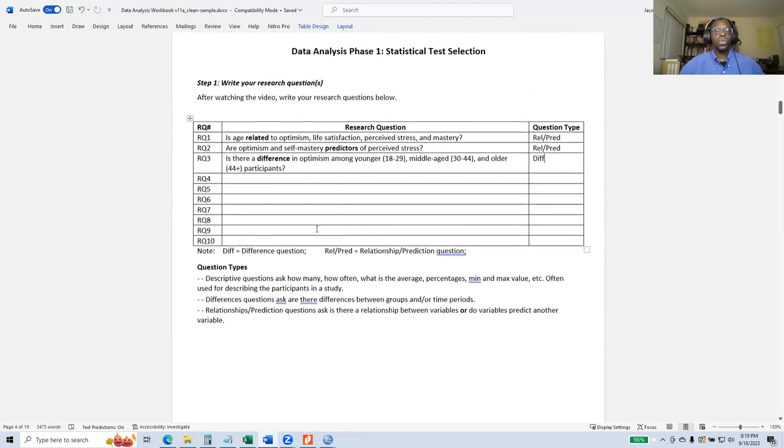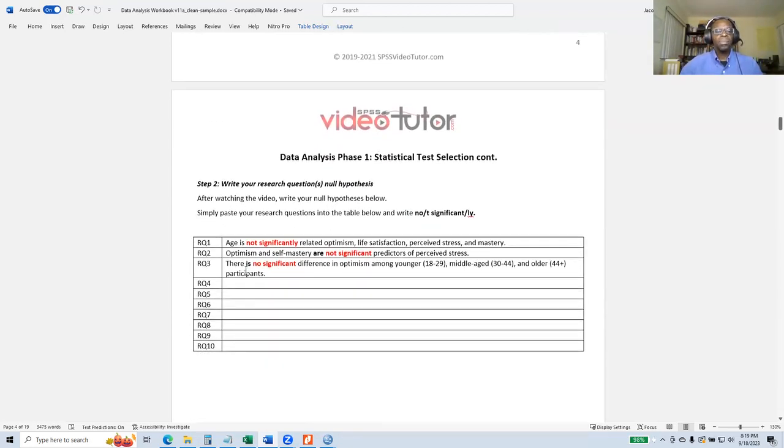All right, so the third research question asks, is there a difference in optimism among younger, middle-aged, and older participants? The null hypothesis says no, it's not. So then how do we write this? There is no significant difference in optimism among younger, middle-aged, and older participants. If that makes sense, type in a Y. If it doesn't make sense, type in a 0.